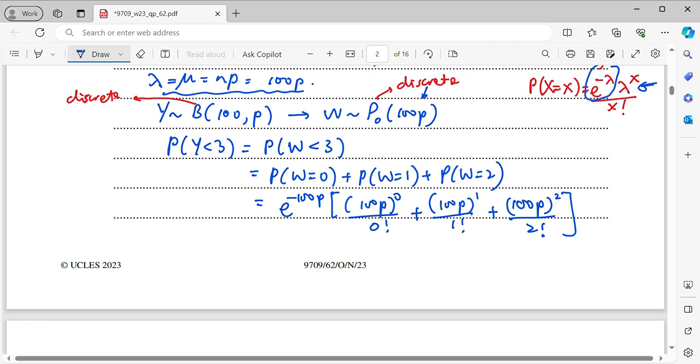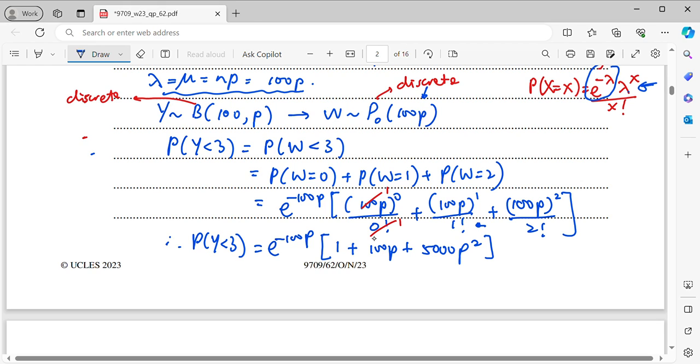Then from here you will be getting e to the negative 100p. Now, 100p to the power of 0 is 1, and 0 factorial is also 1. Therefore, the first term is 1. Then plus, 1 factorial is 1 for the second term, so I will just write 100p. Then for the next term, when you do the expansion, 100 squared divided by 2 factorial is going to be 5000, then p squared. So this will be the probability of Y less than 3 in terms of p.